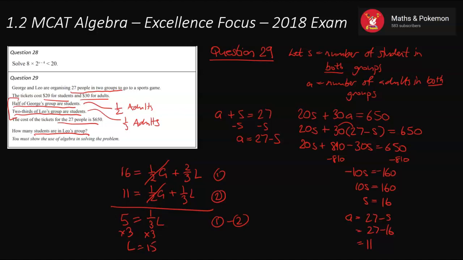So what that means is there were 15 people in Leo's group, and Leo's group is what we're interested in. But we're only interested in the number of students in Leo's group. And don't forget, we were told that 2/3 of Leo's group are students. So carrying on from this L, so 15 times 2/3, because 2/3 of Leo's group are students, as I mentioned, is equal to 10, which means there are 10 students in Leo's group. Therefore, there are 10 students in Leo's group.